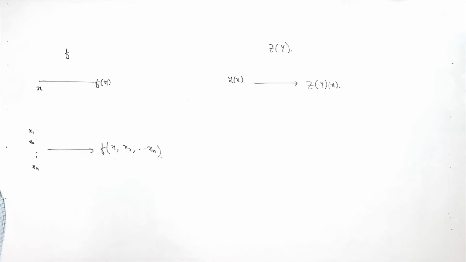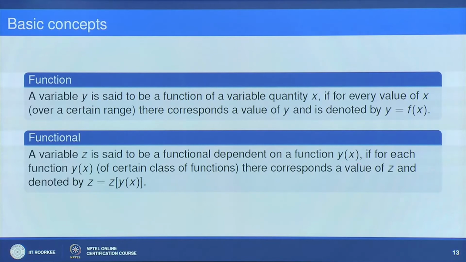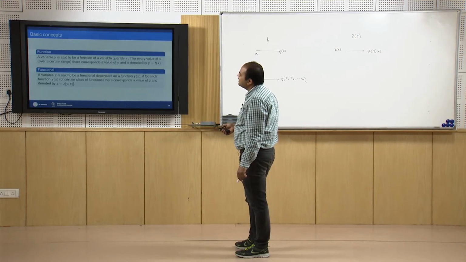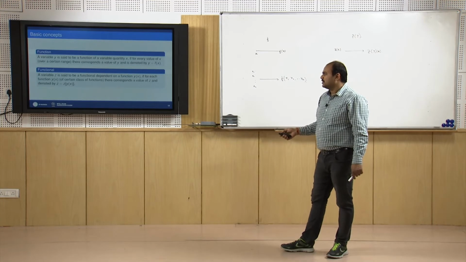So here we can say the variable z is said to be a functional dependent on a function y of x if for each function y of x, of course belonging to a certain class of functions on which z is defined, there corresponds a value of z, denoted by z equal to z of y of x. Please recall that x is defined over a certain range, and in a functional the argument y of x is defined on a certain class of functions.